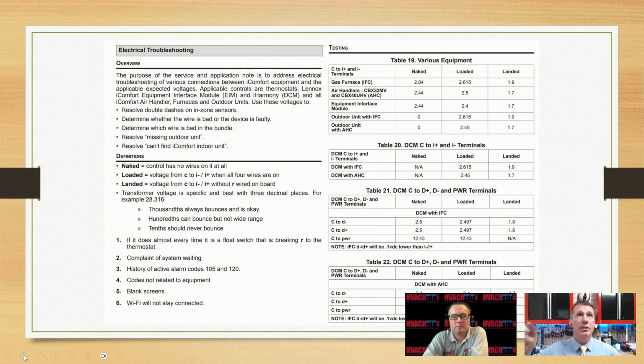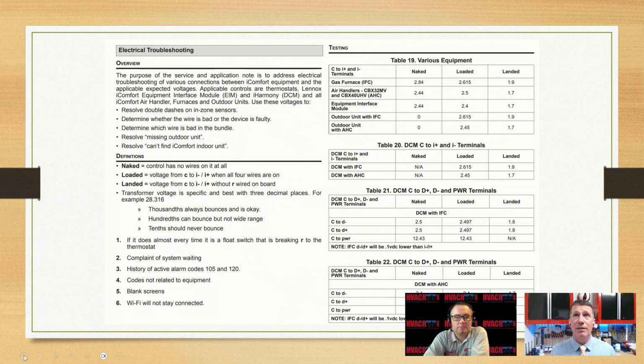Well, here in the service manual, if we go back up to the top on the left-hand side under definitions, it says naked: control has no wires on it at all. So no equipment, no particular wires, no conductors. We're just checking with nothing connected to it. Loaded: voltage from the common to the plus or the negative when all 4 wires are on. And then landed is voltage from common to negative or positive without the R wire connected, the 24 volt hot, right? It adds an additional load into that circuit.